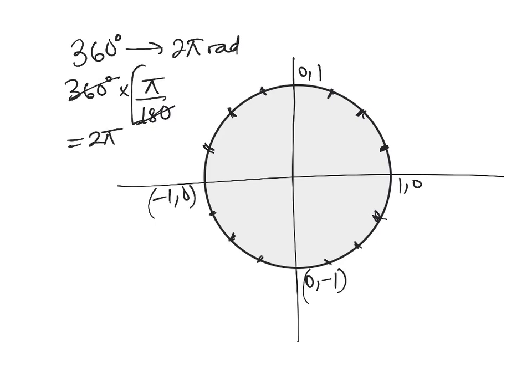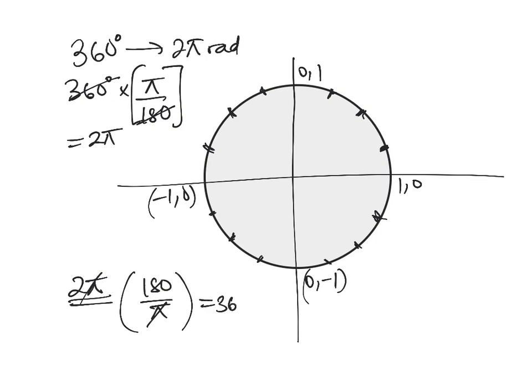Use this as a sort of reminder. If you remember that, then you can convert from degrees to radians. And if you want to convert from radians to degrees, you do a similar thing. You have 2 pi, and then 180 over pi. The pi's will cancel and you're left with 360 degrees. That is how we can find degrees to radians and radians to degrees.